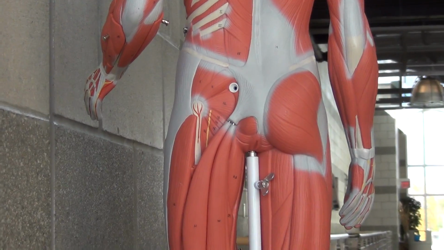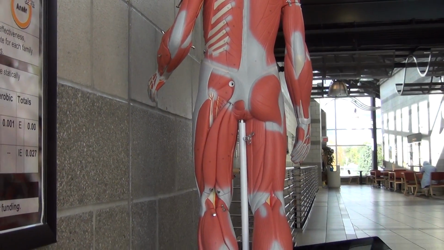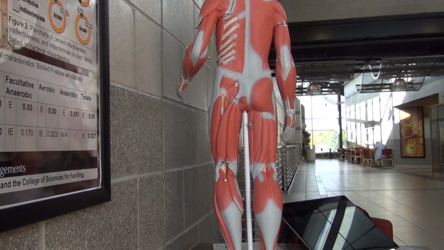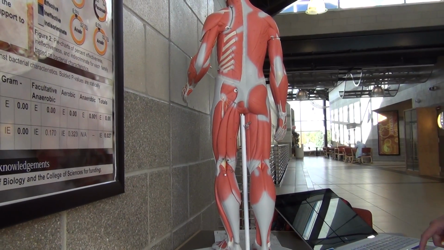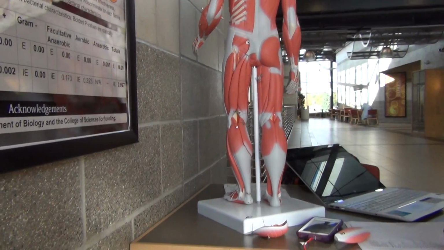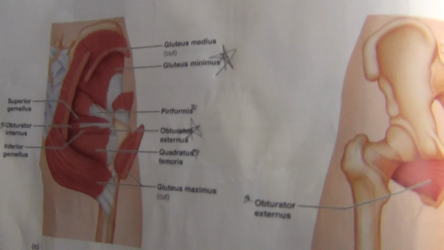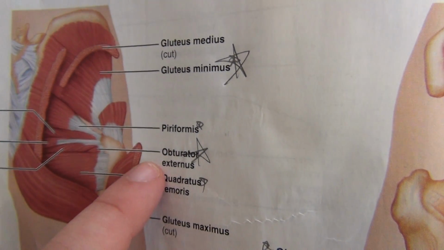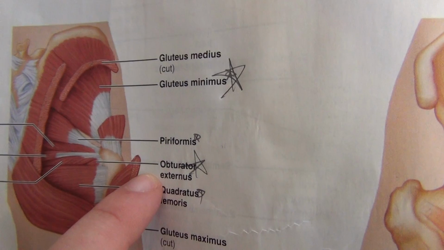Next is the obturator externus. The origin is the outer surfaces of the obturator membrane, the pubis, and the ischium. The insertion is the tendon into the trochanteric fossa, and the action is it rotates the extended thigh laterally. So as you can see in the book, right there.